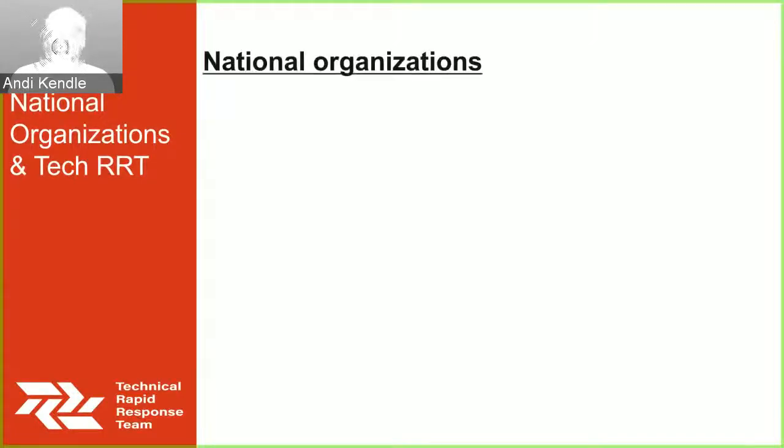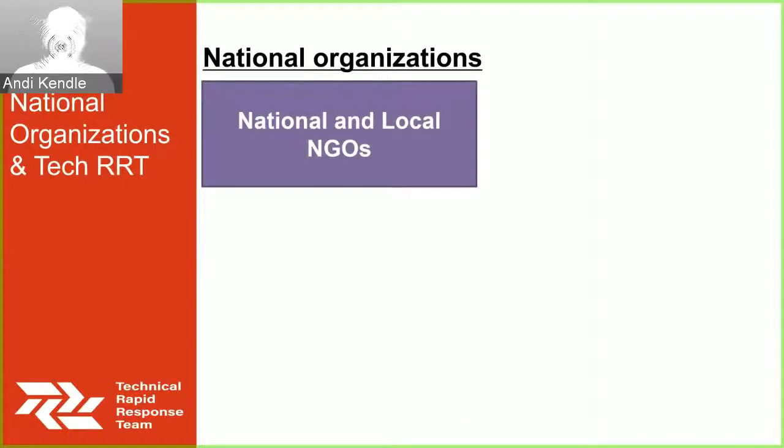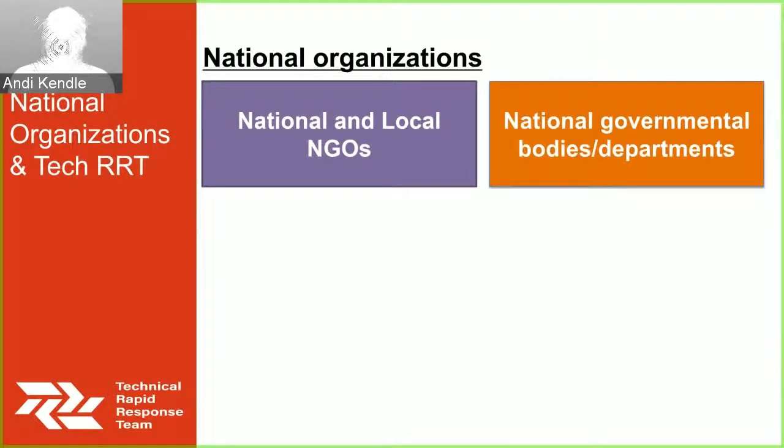For national organizations, I think the first thing to talk about is what we mean when we say national organizations. Some people automatically think that we're talking about national and local NGOs. This is true, but in fact it's broader than that. National organizations includes national governmental bodies and departments. This is very important as we go through. When we're looking to support, we're not just looking at national and local NGOs, we're looking at much broader than that.